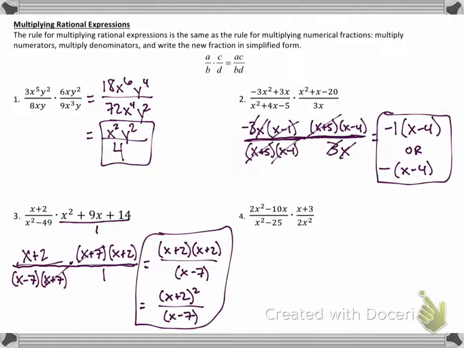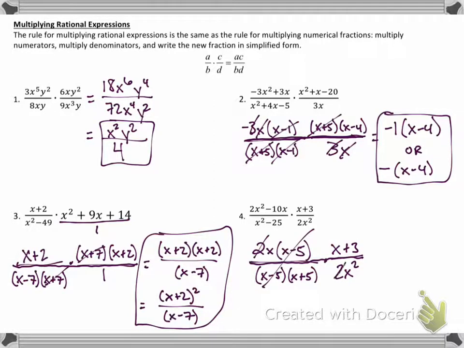The last multiplication, same process. Top left, I can take out the 2x, be left with x minus 5. Bottom left, I have a difference of squares, so I have x minus 5, x plus 5. The second fraction, I can't do anything with either expression. X plus 3 is the same with 2x squared. So the x minus 5s are going to cancel out. The 2s will cancel, the loose 2s.